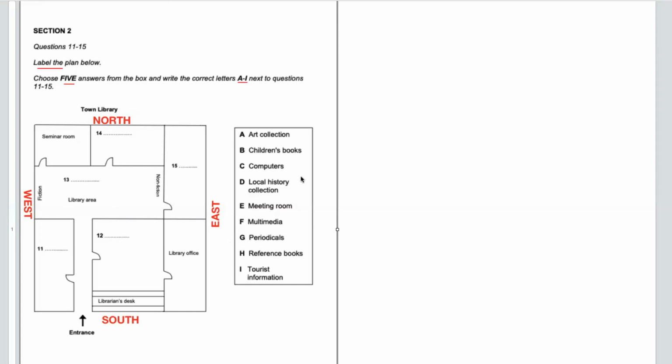On test day, instructions are going to be pretty standard. Nothing is going to change much in the instructions. As long as you can understand what's going on, I would utilize that time to start underlining and really absorbing the plan and the diagram. So let's go ahead and listen to our instructions now.